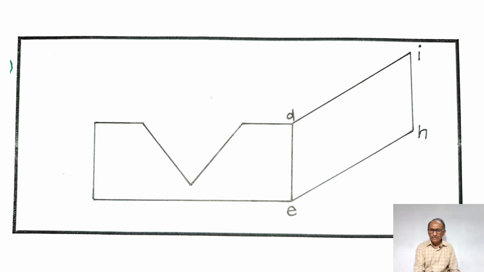So in this one, from point H, we will draw this line HI. Now this line is parallel to ED, this line, and the other line DI, this line is parallel to EH.